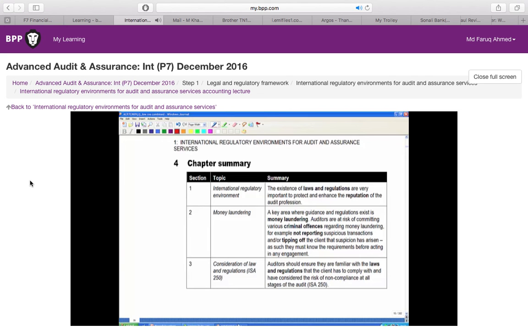Finally, in section 3, we discussed ISA 250 and the importance of laws and regulations as part of the audit of a set of financial statements, and we discussed the difference between what the auditor is responsible for and what management is responsible for. If you're comfortable with all the sections within this chapter, make sure you've referred back to the study text and attempted any suggested questions before moving on to the next chapter.